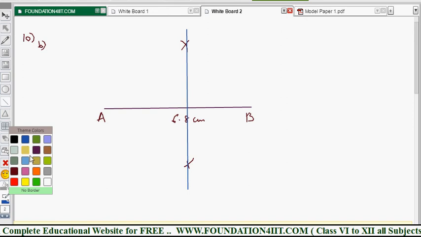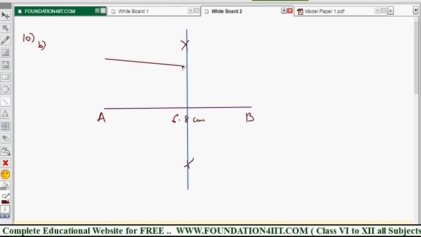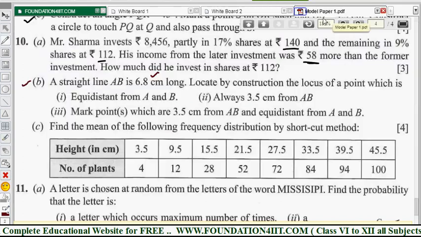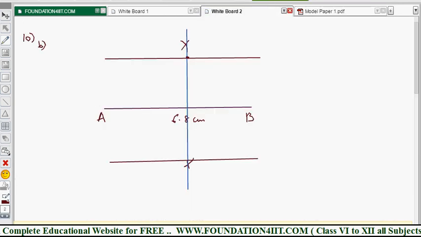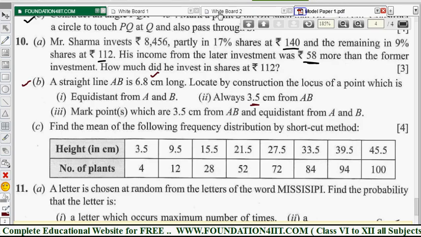You already know how to draw a perpendicular line to a given line. From that, just take 3.5 centimeters. You can take both lines which are parallel to AB. That is equidistance. Whatever distance is mentioned, that is 3.5 centimeters. Mark the points which are 3.5 centimeters from AB and equidistant from A and B. Both points satisfy this. This is point 1 and point 2.